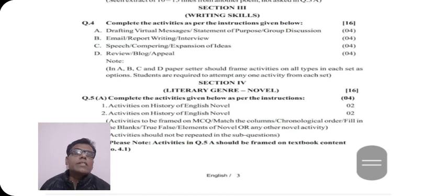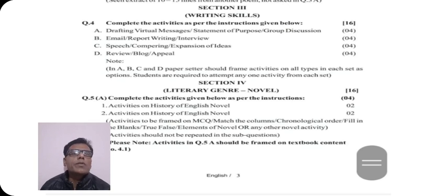So the note is important. See, the note is given there. For A, B, C and D, the paper setter should frame activities of all types in each set as options. Students are required to attempt any one activity from each set. So again I'll read, you will have to see carefully. A, B, C and D here means question 4A, 4B, 4C and 4D. So remember that.